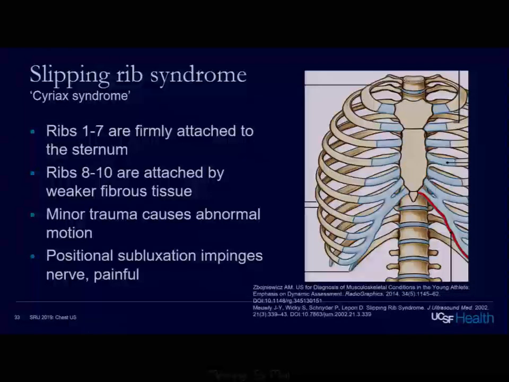The theory behind this is that ribs 1 through 7 are firmly attached to the sternum. However, the lower ribs 8 through 10 kind of hang loose, and they're attached by weaker fibrous tissue. So even minor trauma at this area can result in abnormal motion. This positional subluxation is felt to impinge the nerves and be quite painful for the patient.